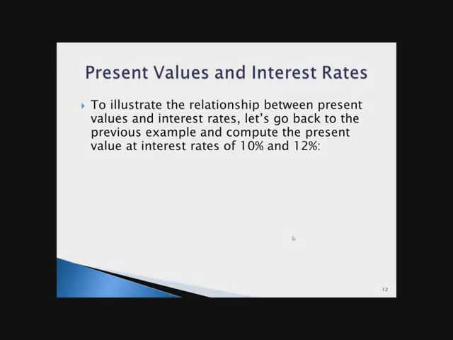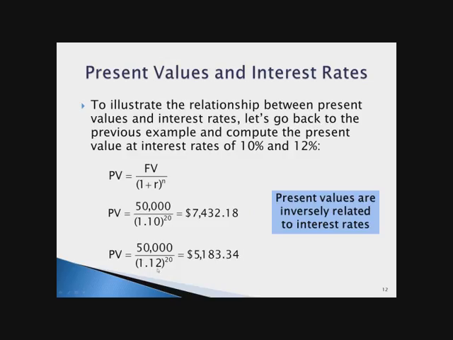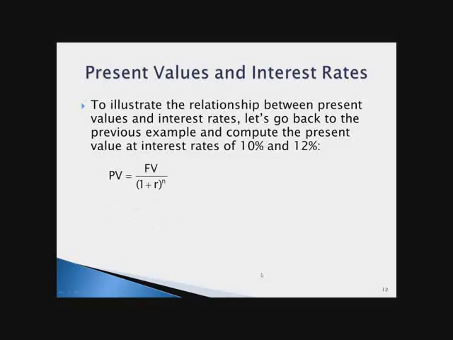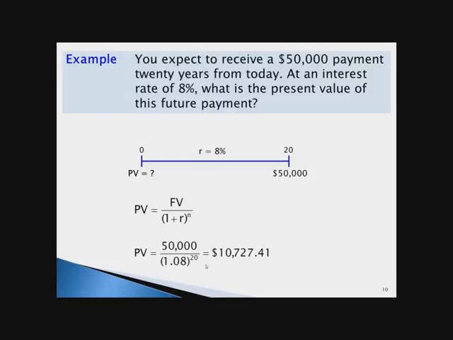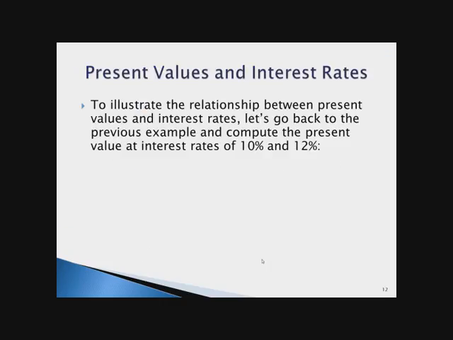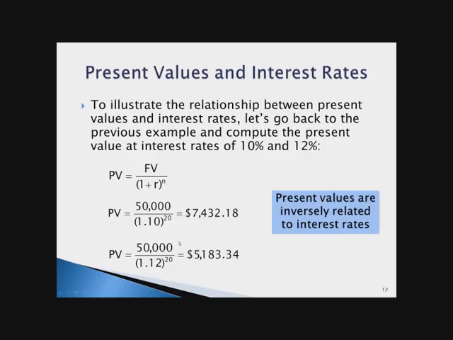To illustrate the relationships between present values and interest rates, let's go back to the previous example and compute the present value at interest rates of 10% and 12%. We just did 8%. At 10%, we would get $7,432.18. And at 12%, we would get $5,183.34. At 8%, if you'll recall, we got $10,727.41. So we see that as the interest rate increased from 8% to 10% to 12%, the present value went from 10,000 something to 7,432 to 5,183, and we find that present values are inversely related to interest rates.